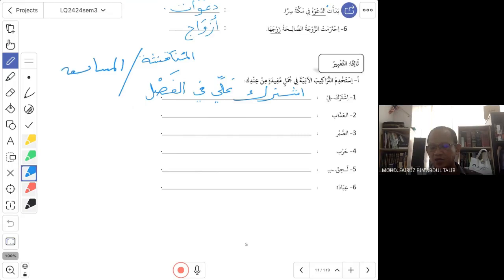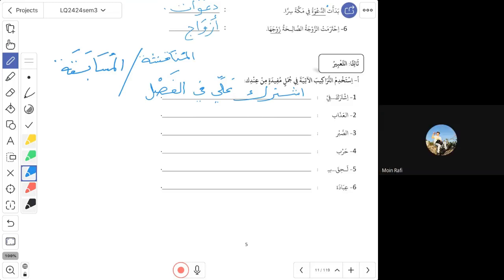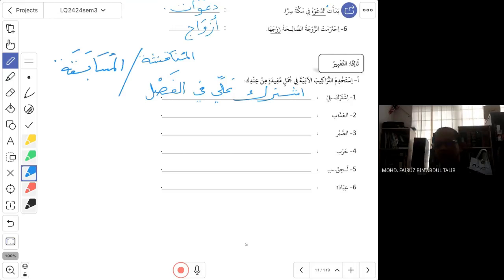Anybody remembers what is musabaqa? Yes, Mu'in. Competition. Competition, yes, good. Yes, musabaqa. So you can use that ishtaraka. So the pattern is ishtaraka, somebody in something. Okay, so that is how we use the word ishtaraka fi.